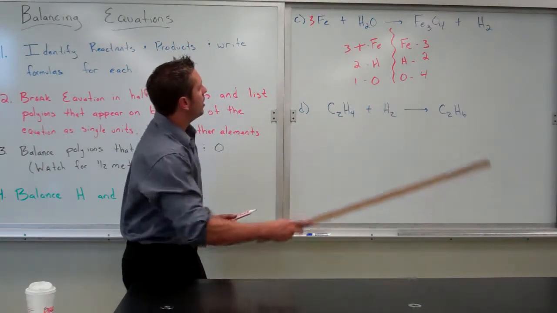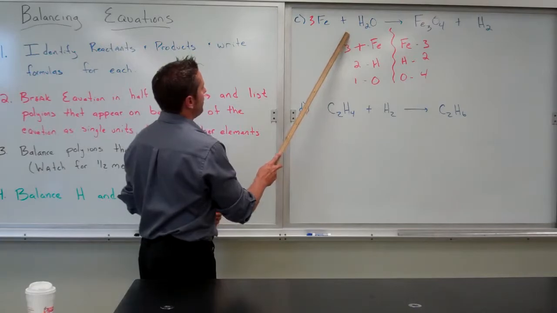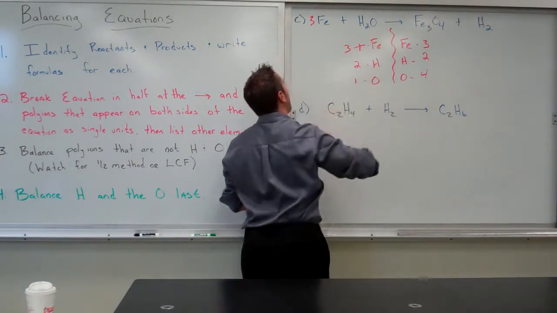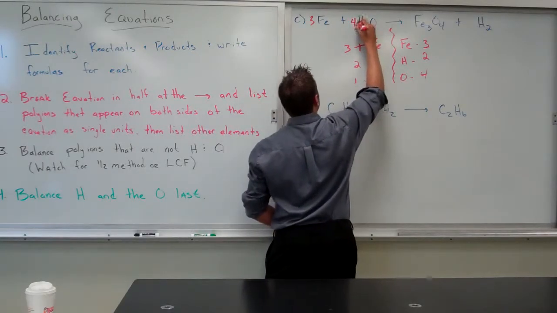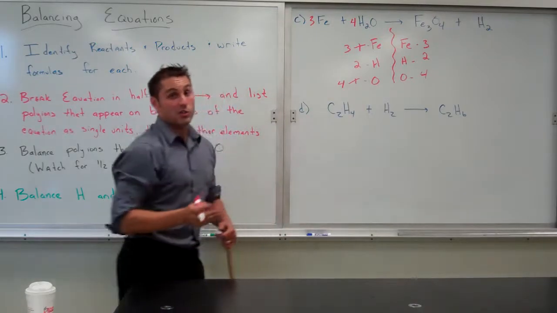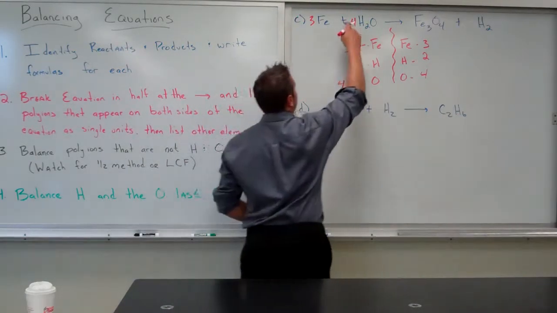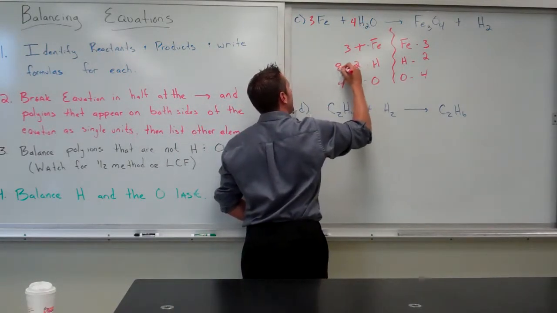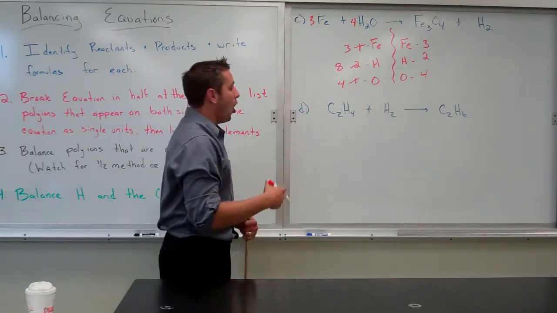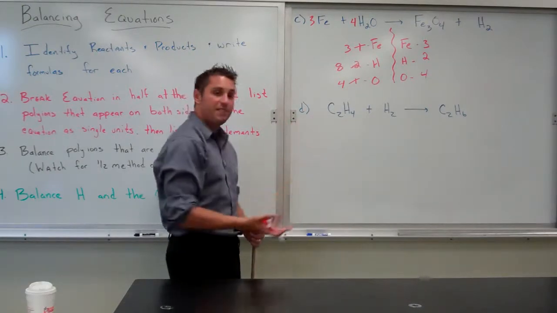So if I have 4 O's on the right, how can I get there to be 4 O's on the left? Well, here's the only compound that has O, so I put a 4 in front. 4 times the 1 gets me 4, but I also affect the hydrogen now. I have 4 times 2 hydrogens, that gives me 8. It's okay if you unbalance something. All you have to do is go back and fix it.